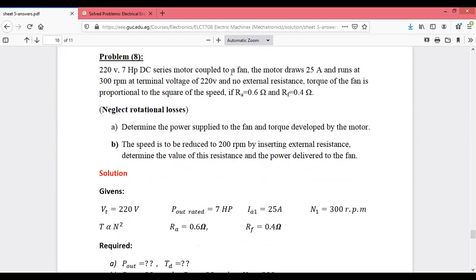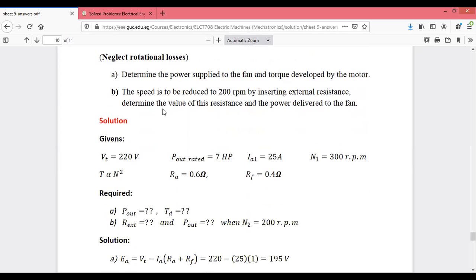A DC series motor is coupled to a fan. The motor draws 25 ampere and runs at 300 rpm. I have written here which values they have given. So what are we supposed to solve? Determine the power supplied to the fan and the torque. You are supposed to find the torque and the output power, and you are supposed to neglect the losses, namely the rotational losses.